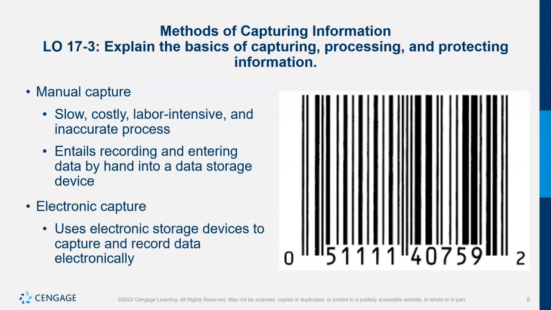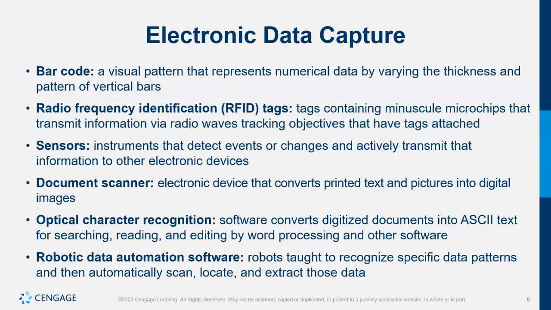Versus electronic capture, which uses electronic storage devices and software and so forth to capture and record data electronically. We can use different means for collecting this. So barcodes, which we're all aware of. Every time we go to the grocery store or Target or Walmart, we scan barcodes. Radio frequency identification tags have microchips in them and transmit information via radio waves. If you think about your credit card and when you just tap it to pay, that's using RFID technology.